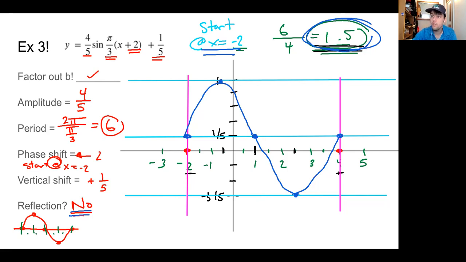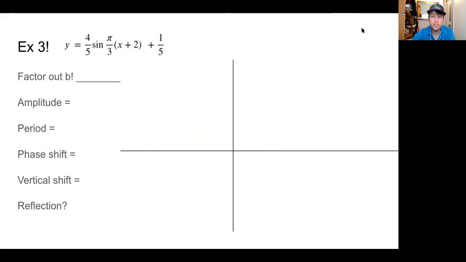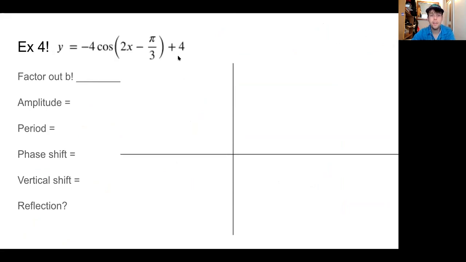So I'm going to clear this off, and the next one's going to be kind of tricky. So let's take our time on it. Okay, so we have y equals -4 cosine (2x minus pi over 3) plus 4. All right. Starting off, we do need to factor out b. So b is a 2, so let's factor that out.